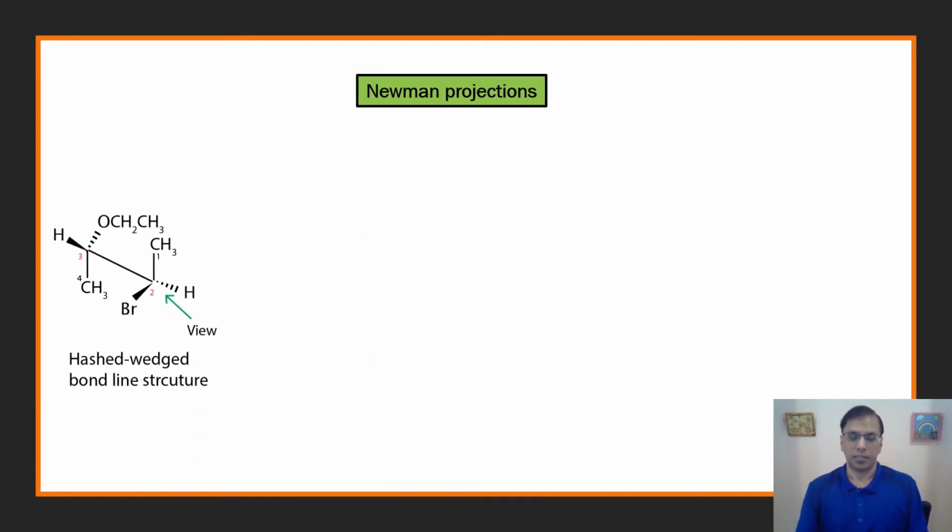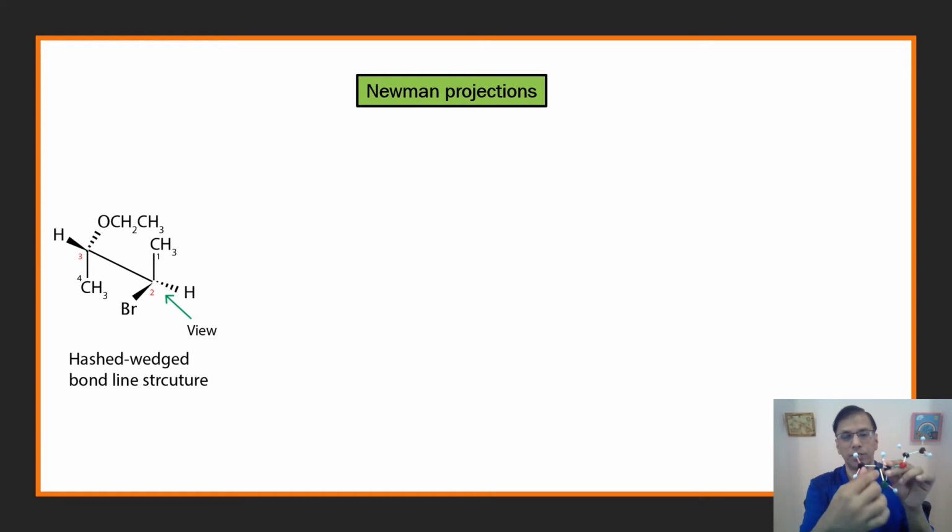So let's look at a few more examples of Newman projections. I have a model made right here, and this is carbon atom 2, and this is carbon atom 3. This is bromine right here, this is the methyl group, and this is the hydrogen attached to carbon atom 2. For carbon atom 3, we have the methyl group attached, we have the hydrogen attached, and this is the ethoxy group. So oxygen is here, and it's attached to the ethyl group right here. So this is the ethoxy group.